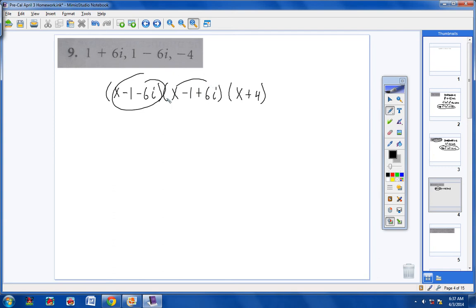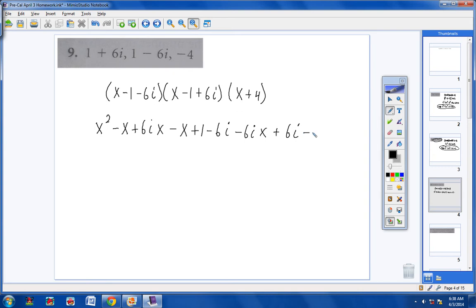Okay, let's multiply our first two parentheses together here. If we do that correctly, we will have x squared minus x plus 6ix. Now we'll take our negative 1 and multiply it through. That would give me a negative x, a positive 1, and a negative 6i. And then we're going to multiply a negative 6i through. That will give me a negative 6ix plus 6i minus 36i squared. Let's go ahead and cross off the terms that cancel out.